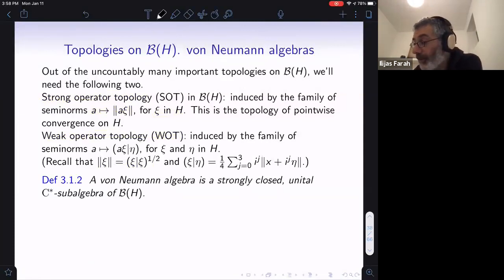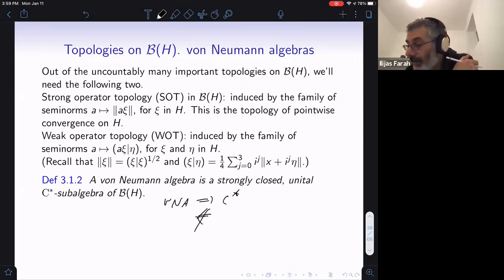So, definition: a von Neumann algebra is a strongly closed unital C-star subalgebra of B of H. Right, so every von Neumann algebra is a C-star algebra. But the other way around, we don't have the implication. Take compact operators, for example. If H is infinite dimensional, compact operators are dense in the strong operator topology, but they are not closed and not unital for that matter. There are remarkable facts that we'll not really need, but I should mention them. If instead of strongly closed I said weakly closed, you would get the same definition. So these are very robust notions.